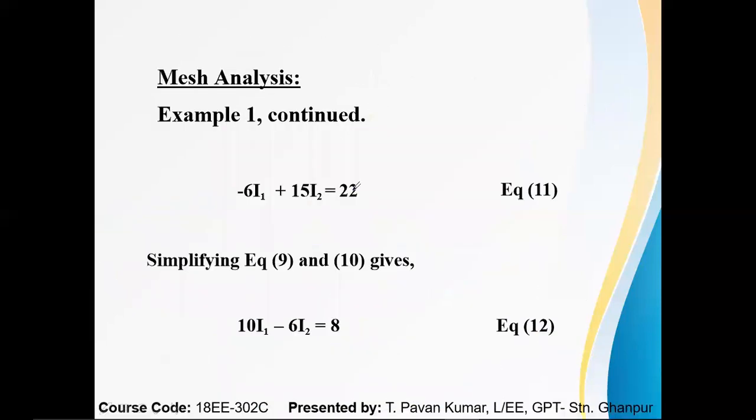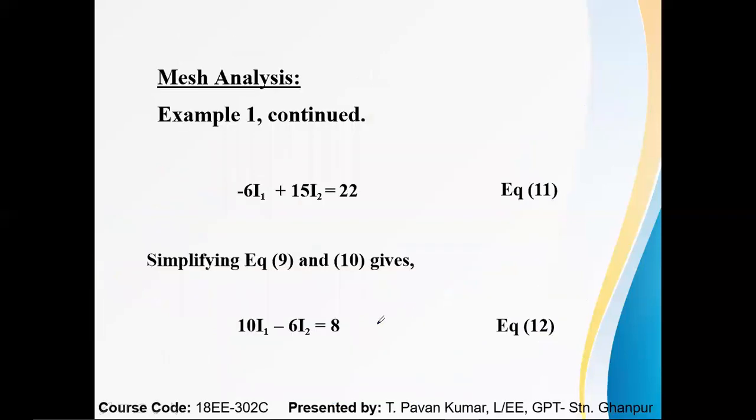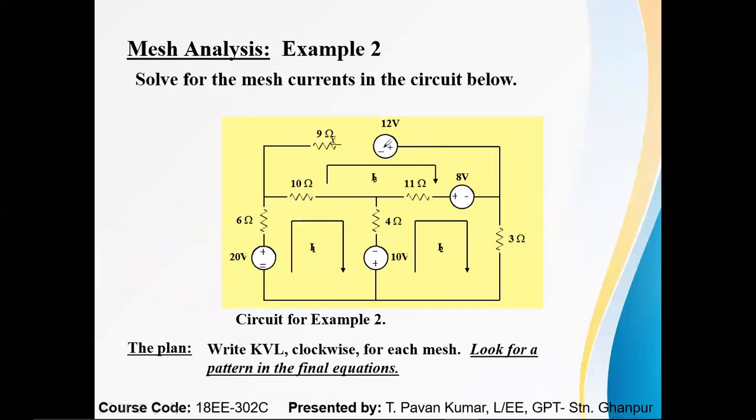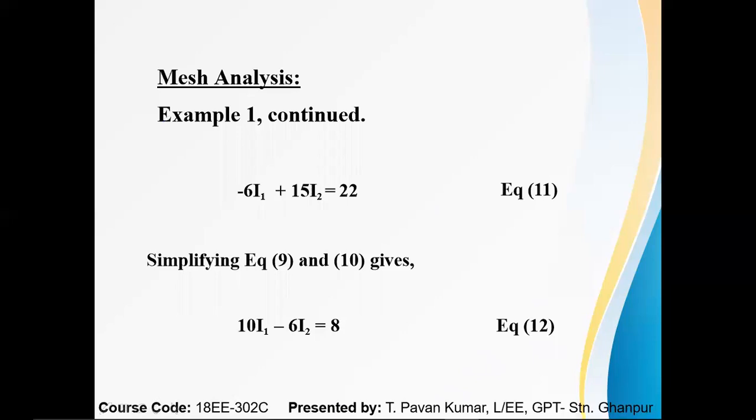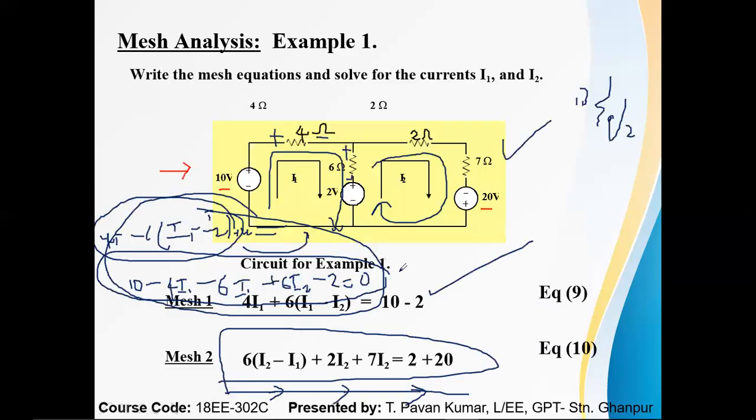From this I got 22. Simplifying equation 1, I got 10 I1 minus 6 I2. From this, 10 minus 2 will get 8. If we solve these two equations, you will get the currents I1 and I2. Based on the finding of I1 and I2, you should mention the I1 value and the I2 value.